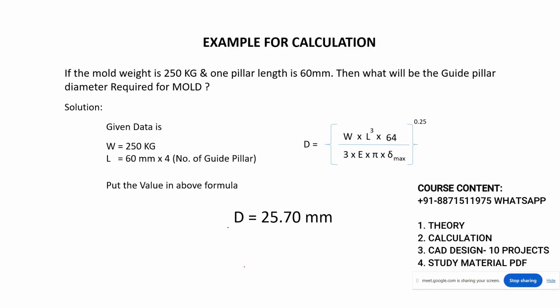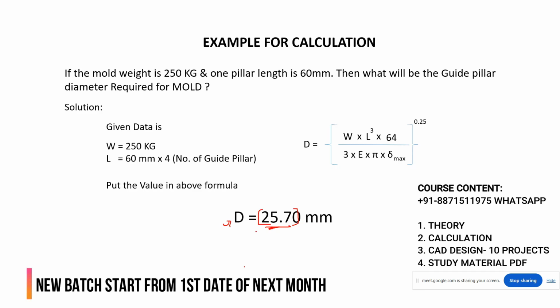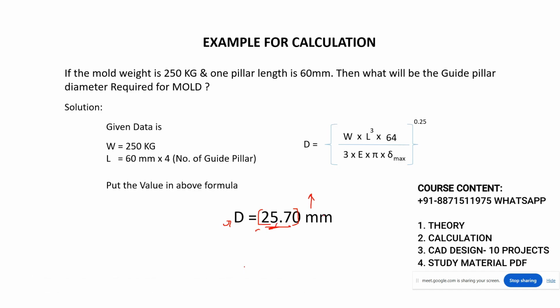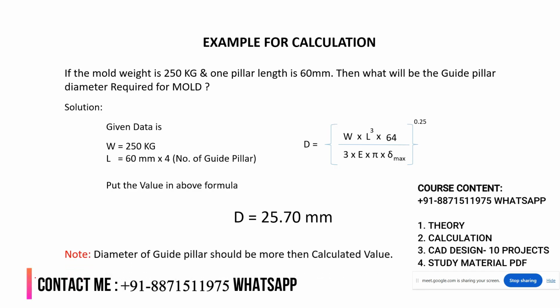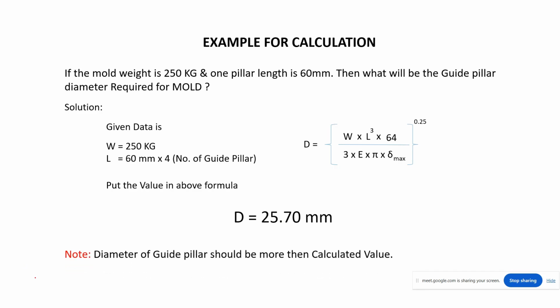So once you get this value, what is the meaning of this? This is nothing but the nominal diameter of the shaft which you have to use, or more than this value you have to use, right? Understood? So the diameter of the guide pillar should be more than this calculated value. Understood?